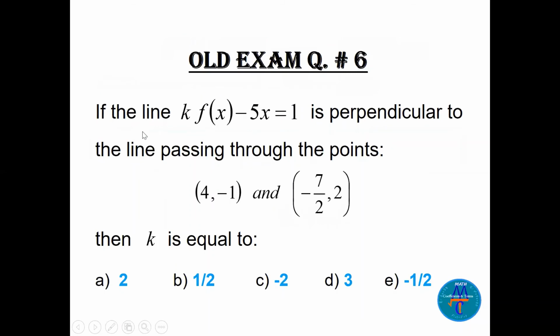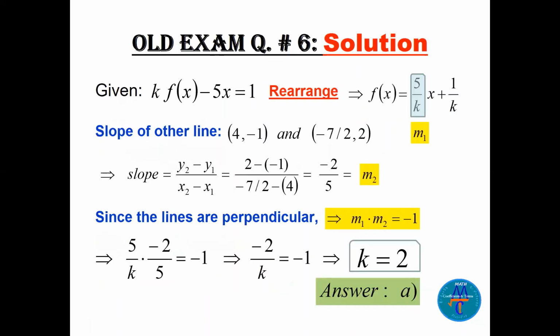Now, here we have the line k times f of x minus 5x is equal to 1, which is perpendicular to the line passing through the points, this point and this point. Then we have to find the value of k. 2 or half or minus 2 or 3 or minus half. So what do we do? The idea is simple. We have seen it before. This line, we find the slope here. And this line also, we rearrange it to find the slope. Since the lines are perpendicular, the product of the slopes should be minus 1.